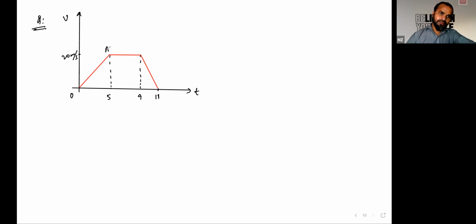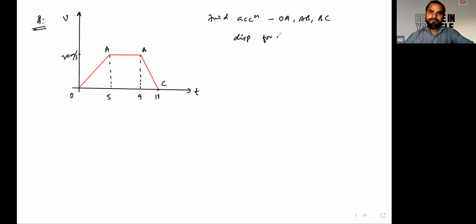Suppose these points are O, A, B, and C. We have to find acceleration for OA, AB, and BC. Similarly, displacement for the whole part. And then the third part is velocity at 4 seconds.